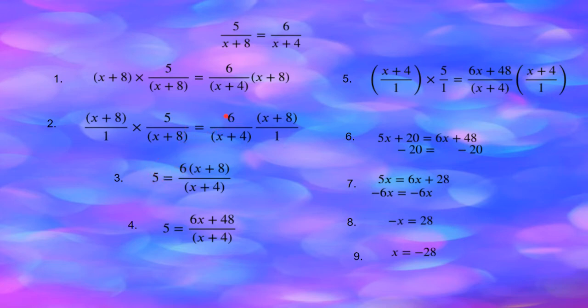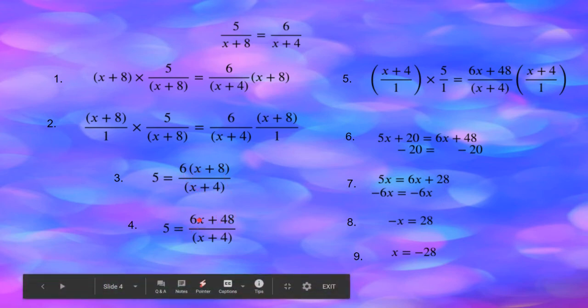This side, you want to do distribution, okay? Oh, sorry, we're not doing that yet. Sorry, let me start this again. You get 6 times x plus 8 over x plus 4. Okay? On this side. So now you want to distribute, okay? So you're going to get 6 times x, which is 6x, and 6 times 8, which is 48. So you're left with 6x plus 48 over x plus 4.